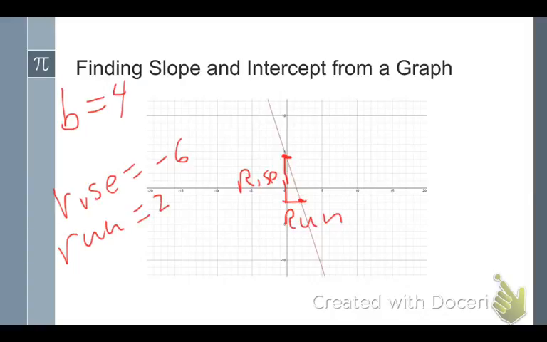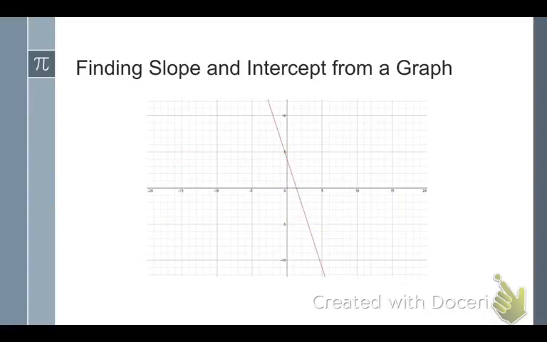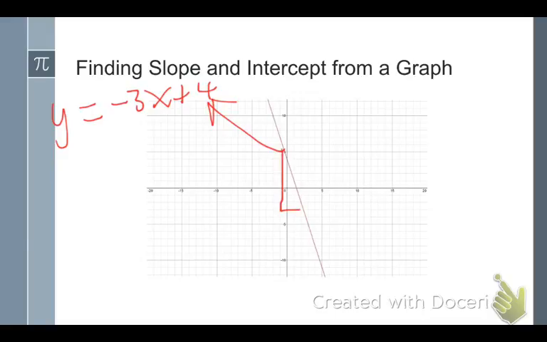Well, slope is rise over run, so I do -6 divided by 2. That gives me a -3. A negative divided by a positive is a negative. If the signs don't match and you're multiplying and dividing, you get a negative answer. So that is my m. So that's the intercept, and that's the slope. In order to put that into the equation of the line, I do y equals -3x plus 4. The 4 comes from here. The -3 comes from this rise over run that I did.